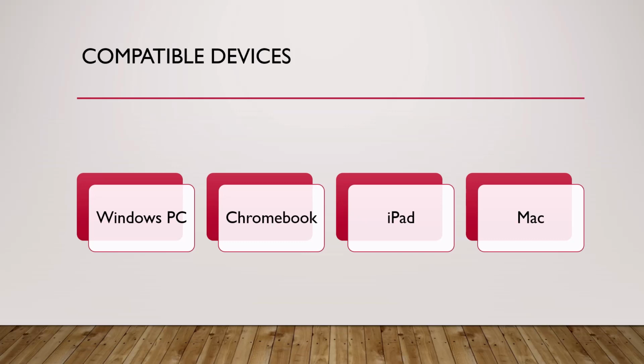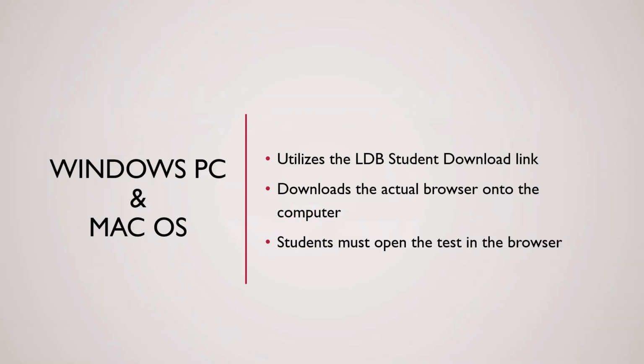Windows and Mac OS devices both utilize the Lockdown Browser student download link, which is located on the institution page on both the student and faculty side. The student will follow the link and prompts to download the browser onto their device. Once it is downloaded, the students must open the test in the Lockdown Browser. If not, they will be prompted for a password.